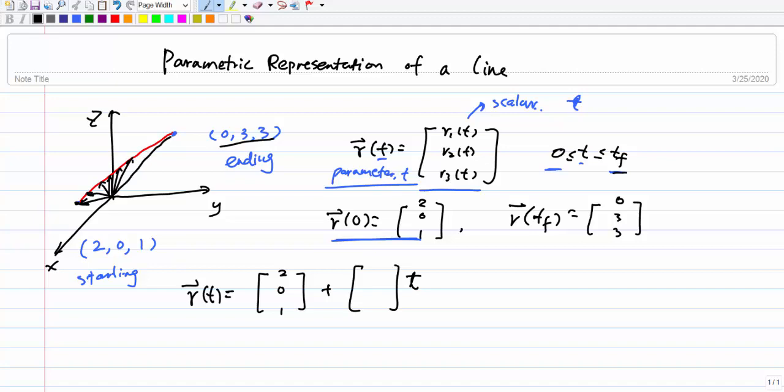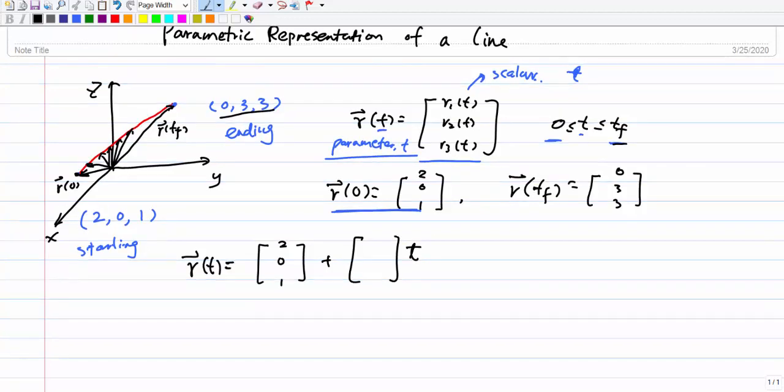So this is r(tf), this is a vector. This first one is r(0). This is what I want to do, and this is what a parametric representation of a line means. Essentially, I want to find r(t) such that the vector always starts at (0, 0, 0), and the ending point of the vector for t from 0 to the final tf will cover all points on the line. That's the meaning of a parametric representation of a line.